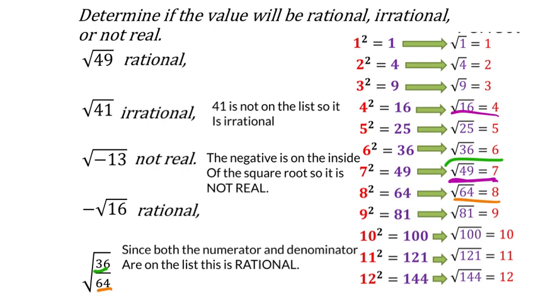Here's the other thing. If you type in the square root of negative 13 into your calculator, it says domain error. That's another way to say that it's not real. Oh, but I haven't shown you how to type that into the calculator.